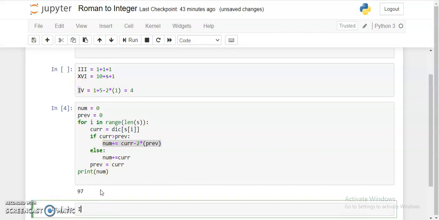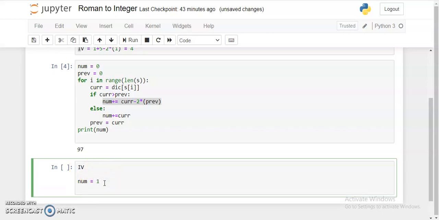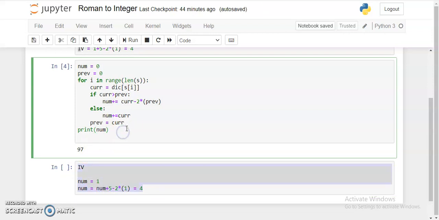Like for IV, in the first iteration num was updated to 1, and in the second iteration num was updated to 1 plus 5 minus 2 into 1. So that is the num value for this one. You can just put num here. So this is how the total logic works here.